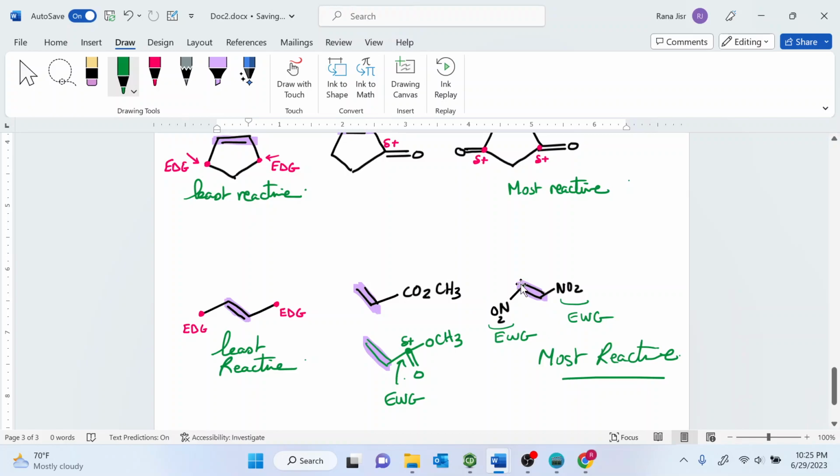So again, dienophiles, to be reactive, to be more electrophilic, need to have electron withdrawing groups on them. The more, the better.